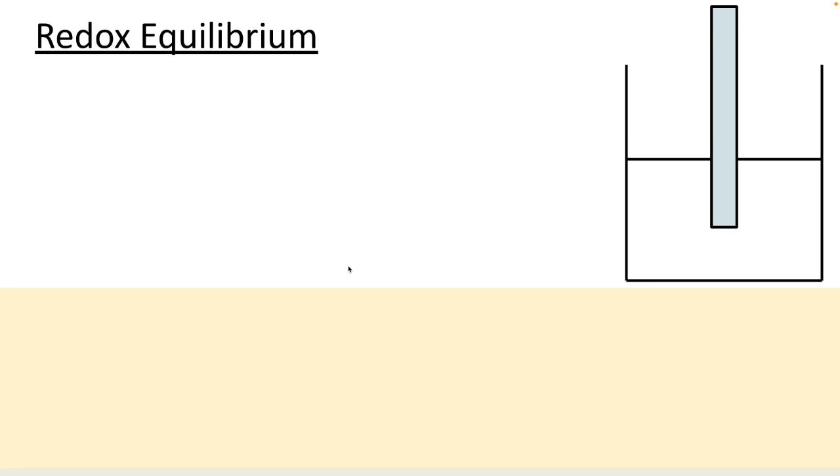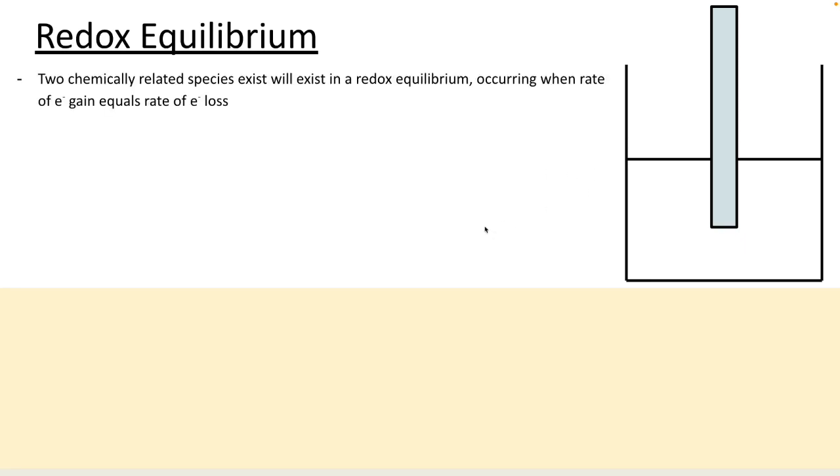We're now going to look at a different kind of electrochemical cell, which is called galvanic or voltaic cells, where you're doing the opposite of that. You're taking the chemical energy and using that to generate electricity. So let's first introduce this idea of a redox equilibrium, two phrases we're pretty familiar with. Two chemically related species exist in a redox equilibrium occurring when rate of electron gain equals rate of electron loss.